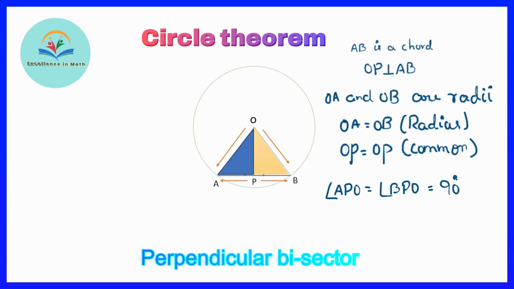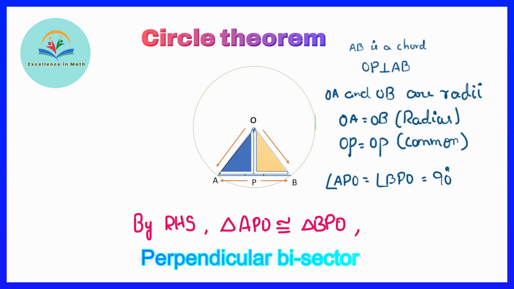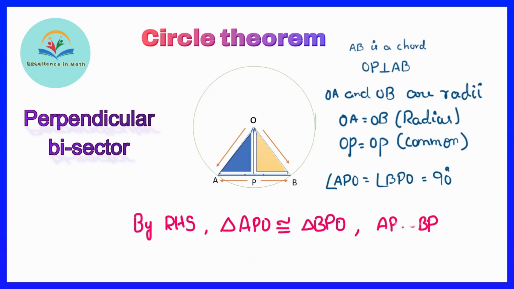So, will you be able to identify any congruency criteria here? Yes, if you observe, this is a right angle, this is also a right angle. Am I right? Now, by RHS: right angle, hypotenuse as radius, also the common side OP. By RHS criteria, we can say that triangle APO is congruent to the triangle BPO, isn't it? Also, we can identify the corresponding sides. Here we can say AP is corresponding to BP, isn't it?